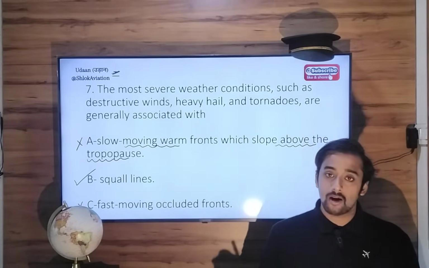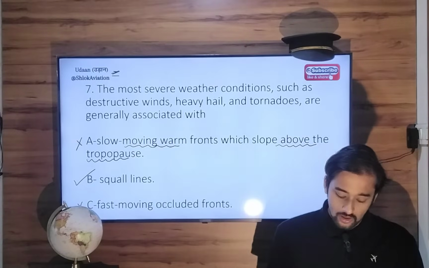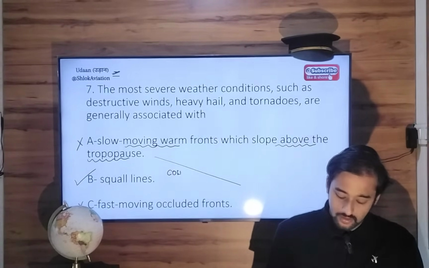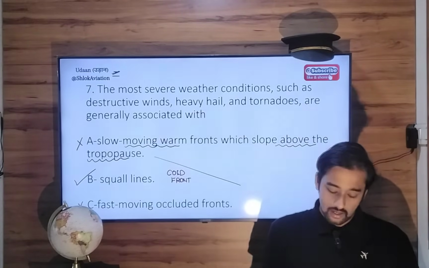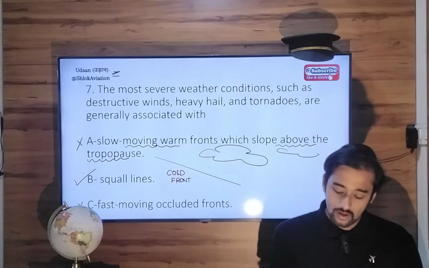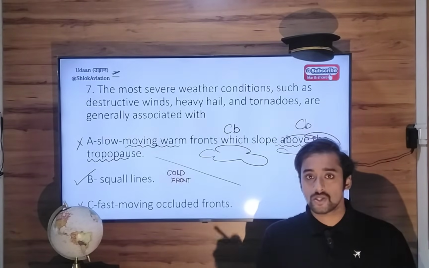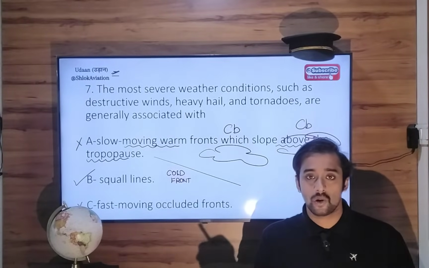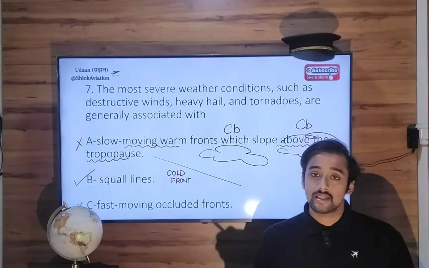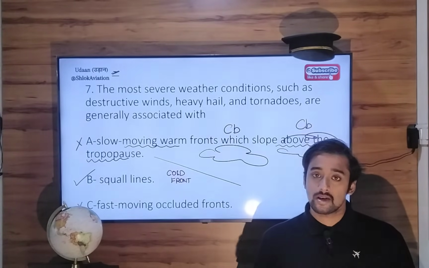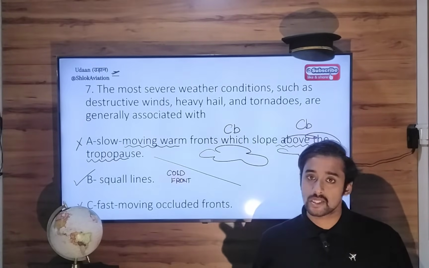We are left with option Bravo, which is squall lines. Now what are squall lines? Ahead of a cold front. If this is your cold front, ahead of a cold front, there is always a huge band of cumulonimbus clouds, like for 100 nautical miles, 200 nautical miles. So before a cold front arrives at a point, it will first be preceded by a squall line. Squall lines are nothing but a large band of cumulonimbus clouds.